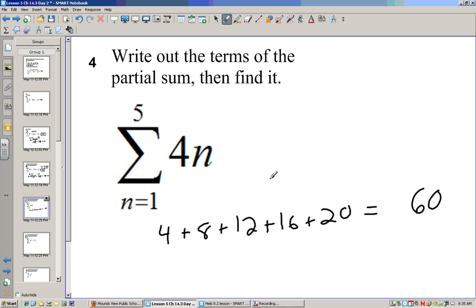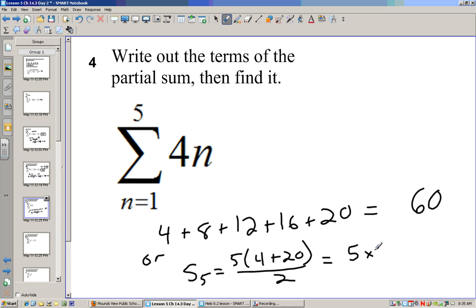There's 60. Or we could do s of 5 is equal to 5 times my first term plus my last term divided by 2, or 5 times 24 over 2, which is the same thing as 5 times 12, which is 60. So both methods work just fine.